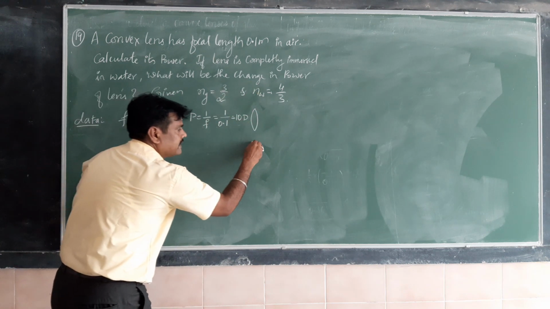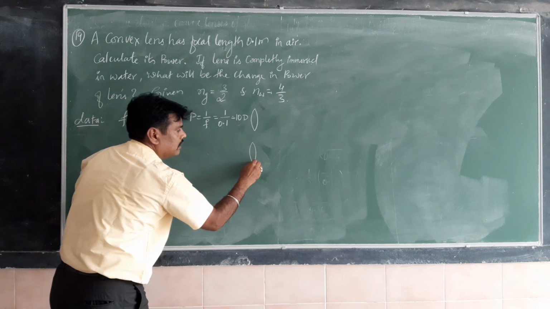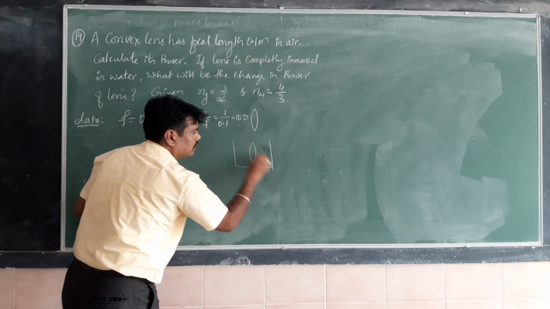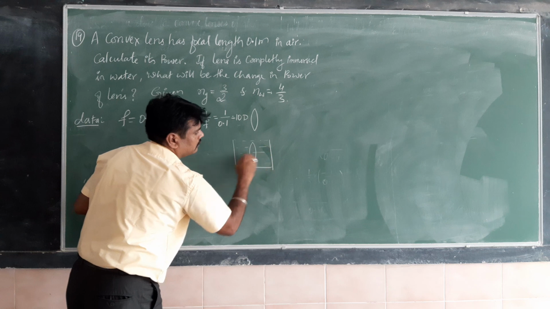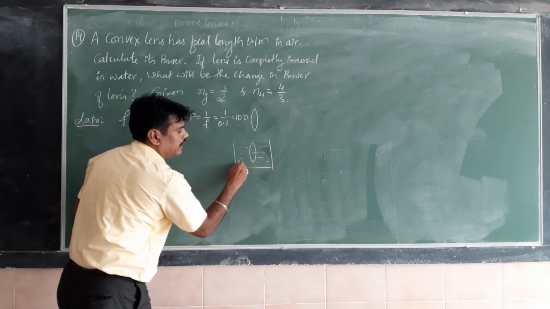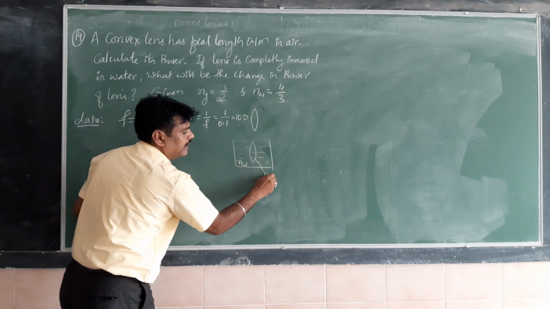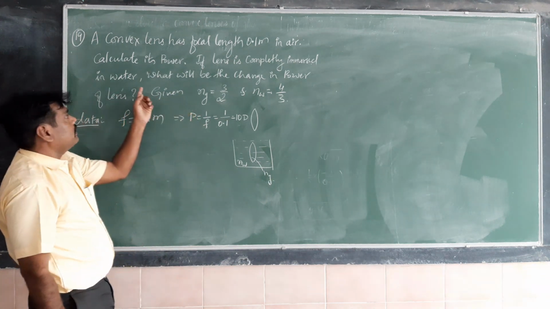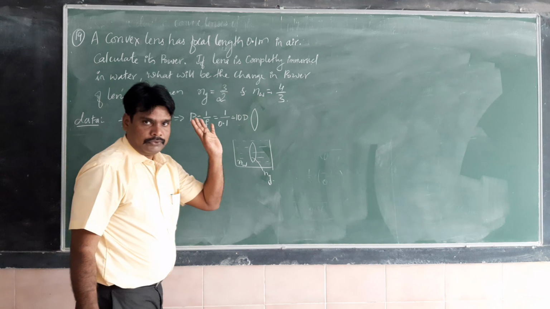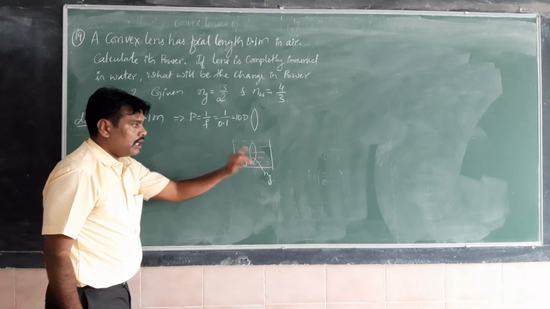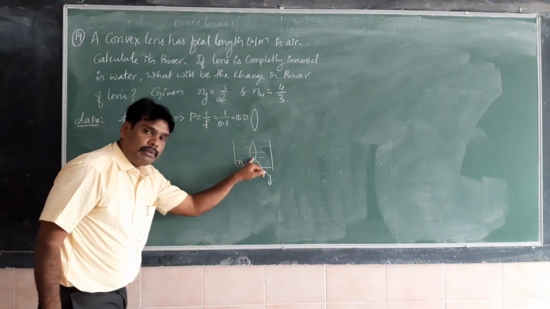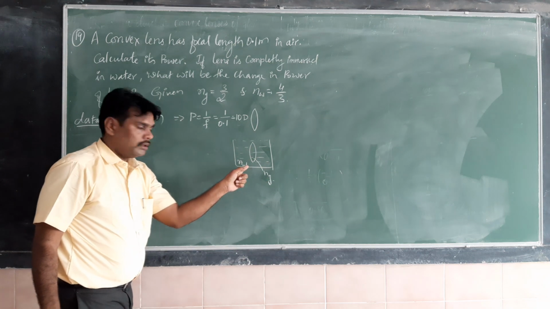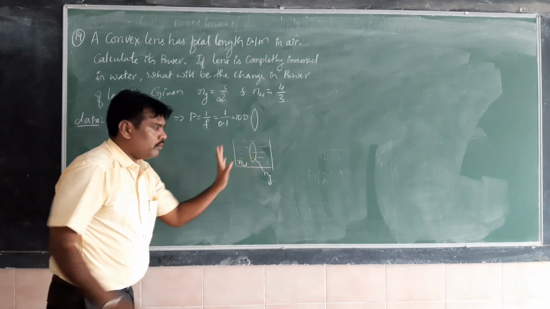Now what happens if the same lens is immersed in water? Completely immersed in water. Now the surrounding medium is water, with refractive index Nw, and the lens is made of glass, Ng. Now the power obviously changes. So we have to calculate what will be the change in power. To find the change in power, we have to find the power of the same lens when it is inside the water.